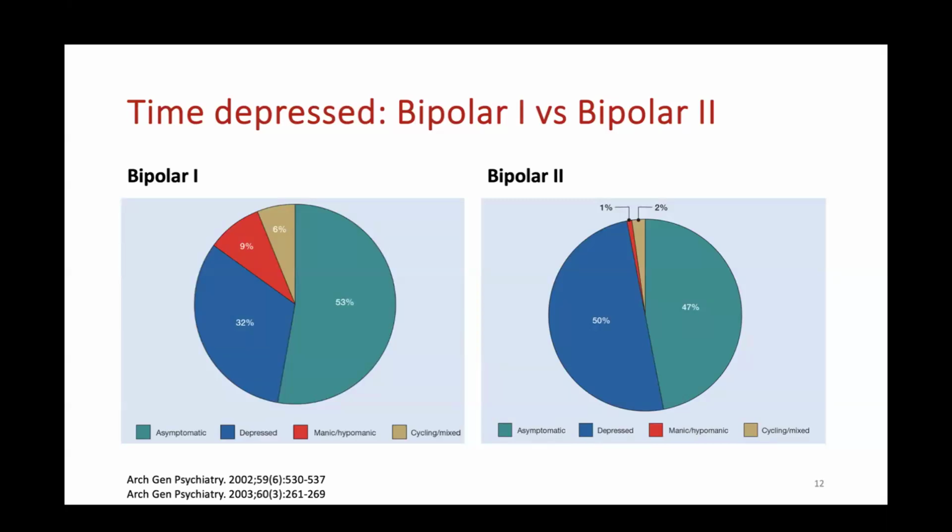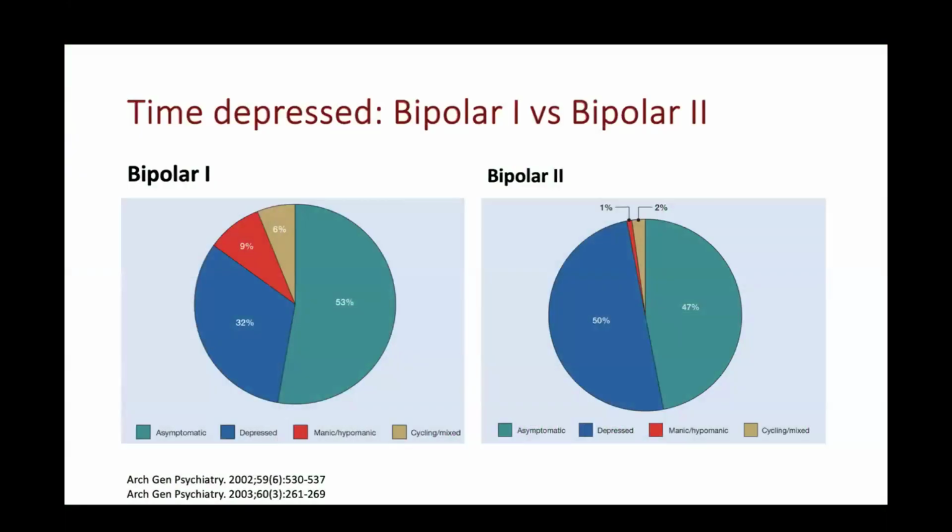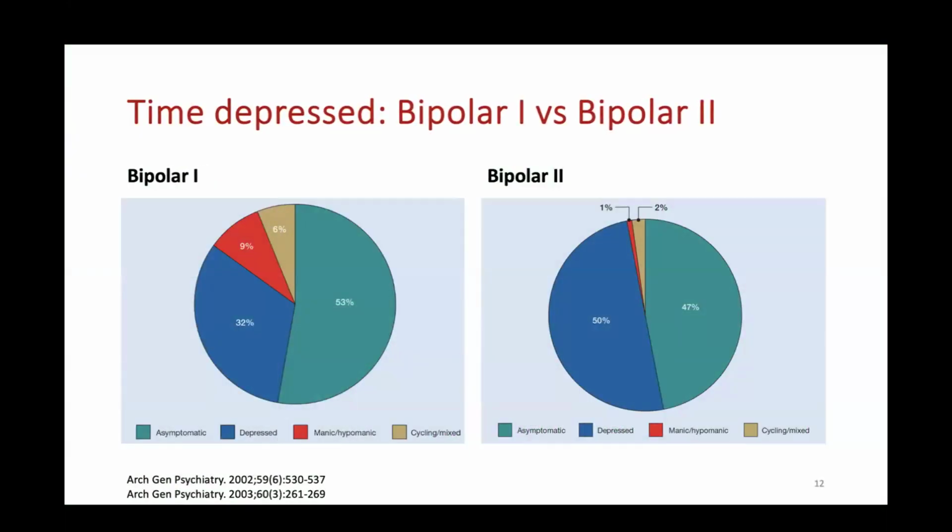But if you look at bipolar 2, now check yourself. Bipolar 2 is depression with hypomanic episodes. So 47% of the time somebody is asymptomatic and 50% of the time somebody is depressed. In bipolar 2 there are episodes of hypomania, and most of the times we are unable to elicit that. 50% of the time somebody remains depressed, and that is huge. Now the time spent in depressed state greatly exceeds that in manic or hypomanic state, which I showed in the pie diagram. Patients with bipolar disorder 2 spend more time in a depressed state as compared to bipolar disorder 1, which I was talking about. This is the diagram.